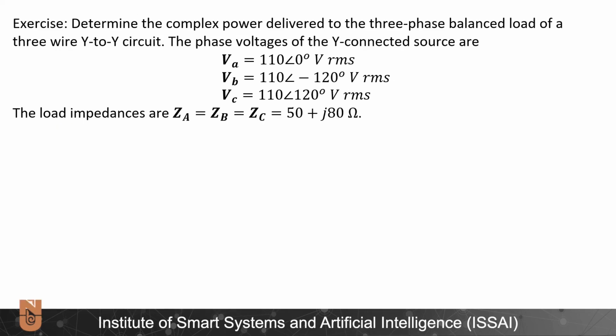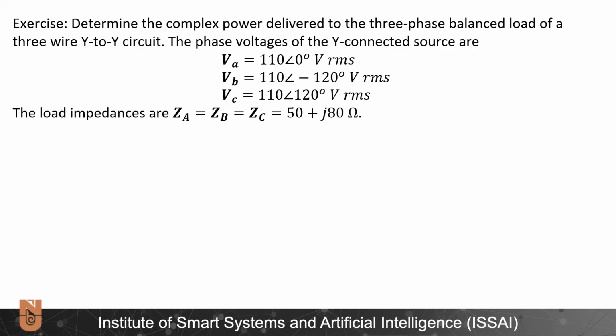Alright, in this question we need to determine the complex power delivered to the three-phase balanced load of a three-wire Y-to-Y circuit. The phase voltages are given here as RMS values, and the balanced load means that ZA is equal to ZB, which is equal to ZC, and the value of the impedances are 50 plus J80. So this makes it much easier to solve this question.